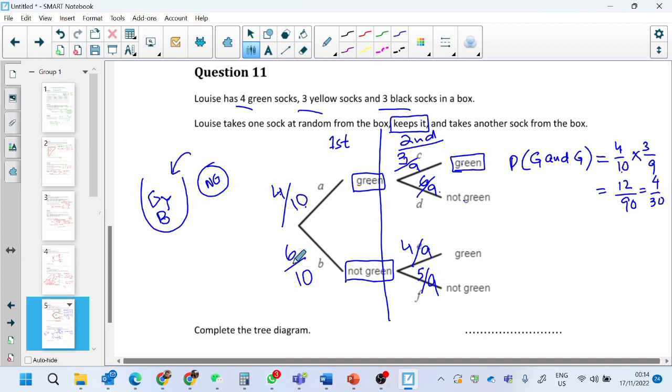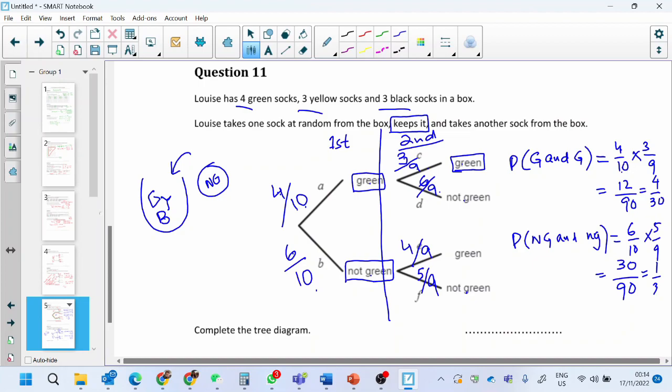Or if they say probability of not green, then you can say not green here and not green here. So 6 out of 10 times probability of not green and not green. So it will be 6 out of 10 times 5 out of 9. That gives you 30 out of 90, or 1 out of 3. So this will be the probability of not green.